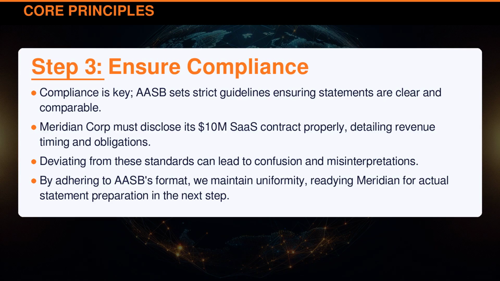Meridian Corporation must disclose its $10 million SaaS contract properly, detailing revenue timing and obligations. Deviating from these standards can lead to confusion and misinterpretations. By adhering to AASB's format, we maintain uniformity, readying Meridian for actual statement preparation in the next step.